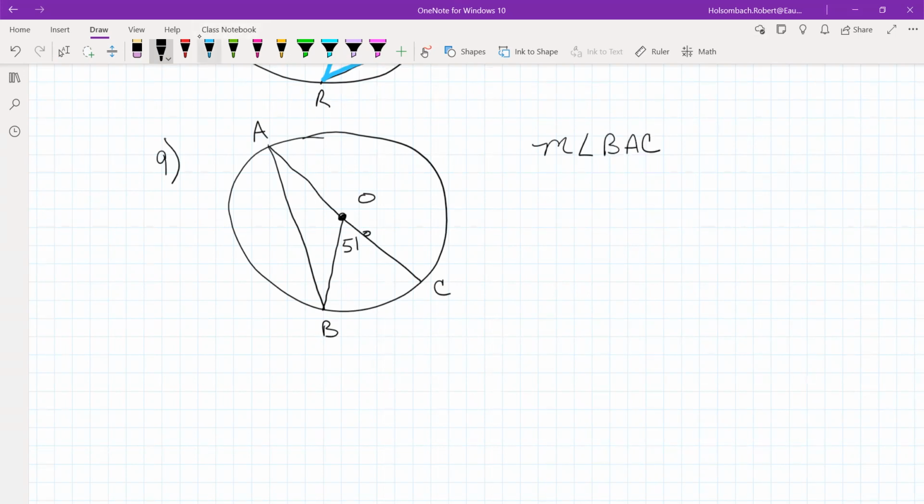All right, so angle BAC starts at B. We're going down here to A and then back up to C. All right, so angle BAC and angle BOC, they both intercept this same arc. So if this central angle is 51, then arc BC is also 51. Which means the measure of the inscribed angle is equal to 1/2 of 51. So the measure of BAC is equal to 25.5.